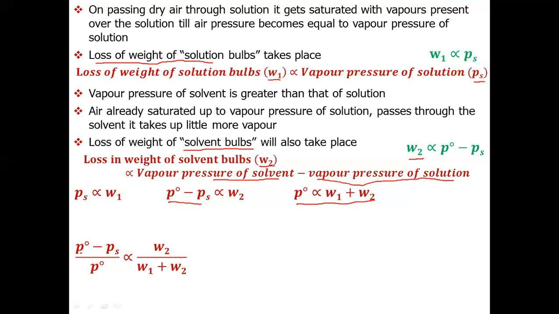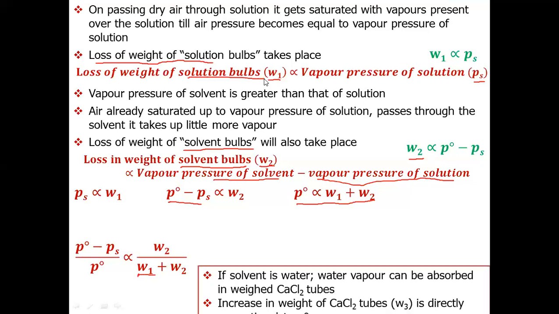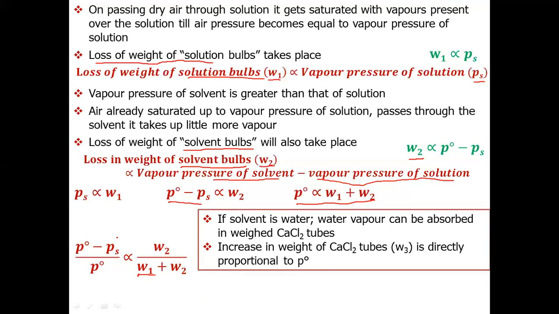So we can write P naught minus Ps divided by P naught is proportional to W2 divided by W1 plus W2, where W2 is the loss in weight of solvent bulbs and W1 is the loss in weight of solution bulbs. So by noting these weights, we can calculate the relative lowering of vapor pressure.